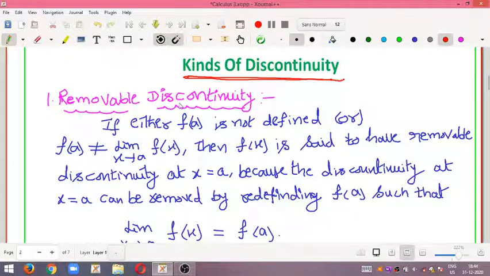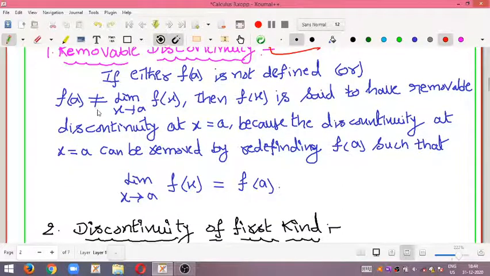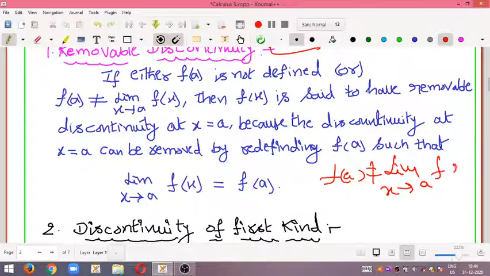First one, removable discontinuity. Removable discontinuity means either f of a is not defined, or f of a is not equal to the limit as x tends to a of f of x. That means f of a is not equal to the RHL, which is not equal to the LHL.